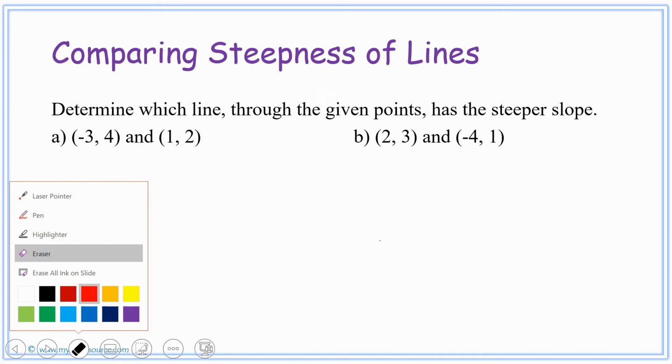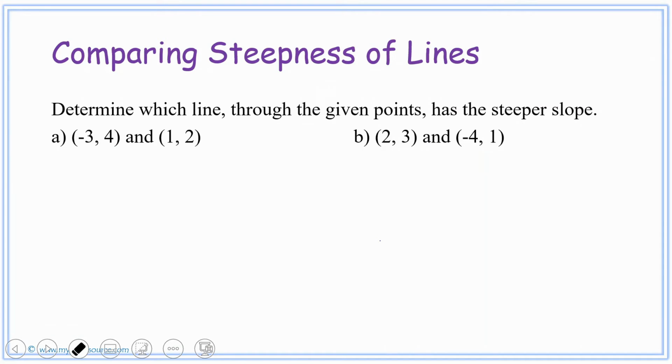All right, so which line has the steeper slope, A or B? Let's go ahead and find the slope of A. Remember, m is equal to y2, which is 2, subtract 4, over x2, which is 1, subtract negative 3. 2 subtract 4 is going to give us negative 2. These two negatives are going to give us a positive. And so we have 2.